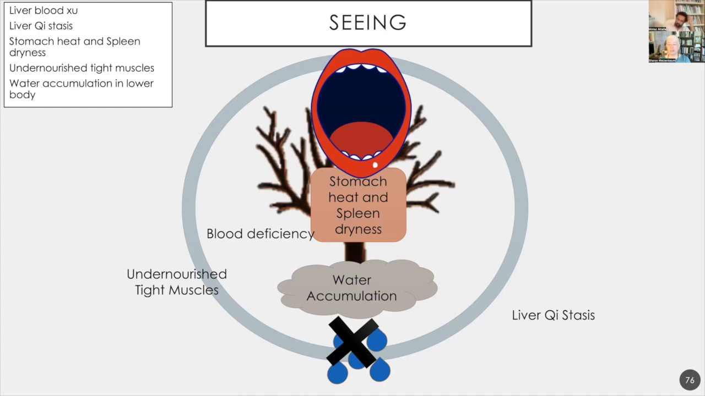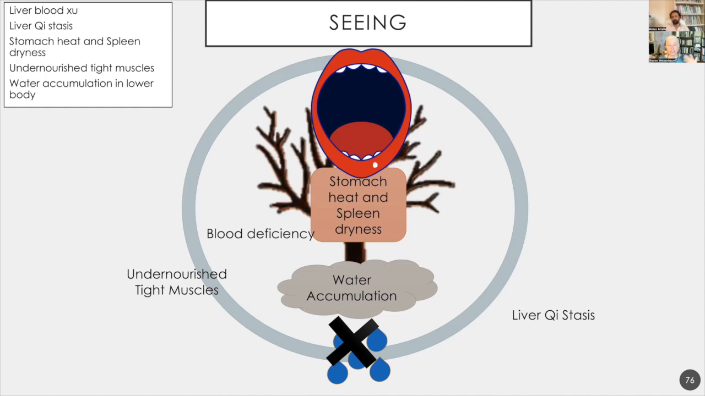So for me, the treatment starts to become obvious from this. We have to open the pivot. We have to nourish blood in order to soften the muscles, right? In order to nourish the muscles so that they're softer. And we have to help the earth get moisture, and we have to increase the absorptive capacity of the earth so that water doesn't accumulate. Instead, it gets absorbed into the flesh and muscles. And we have to help the water leave a little bit that's accumulating.